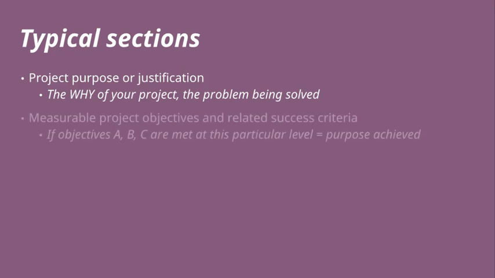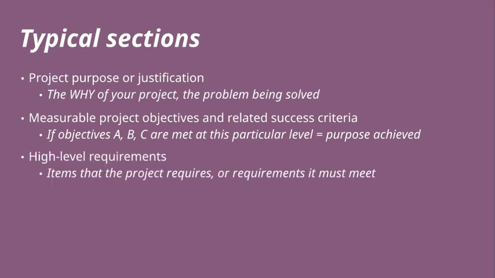Then there's the measurable objectives and success criteria. These have a little bit more detail on how the project will solve that problem. It's like if objectives A, B, and C are all met at this particular level of success, then the overall project purpose can be said to have been achieved. Then there's the high-level requirements. These are quite broad items that the project requires in order to move forward, and they can include requirements that the project must meet at the end as well.